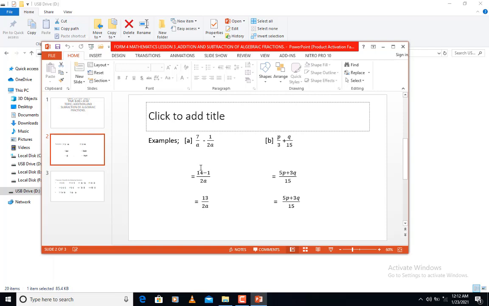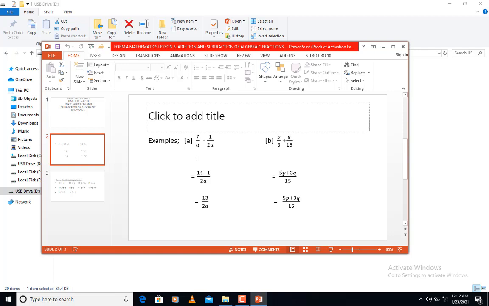Now let's look at example A, 7 over A minus 1 over 2A. If you go below, find the lowest common number for A and 2A. So 2A is the lowest common multiple, or we call it the common denominator. The common denominator is a number whereby the denominator A enters into it without leaving a remainder, as well as 2A enters into 2A without leaving a remainder. So 2A is the lowest common multiple for A and 2A.